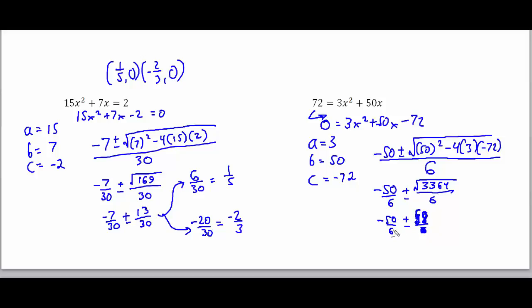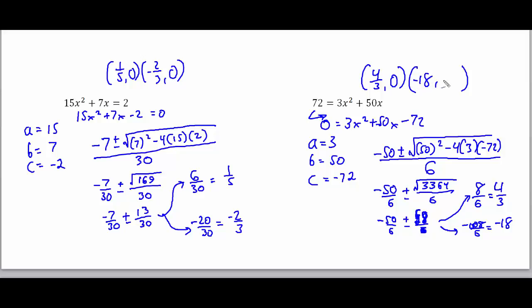So I've got negative 50 over 6 plus 58 over 6, and you can see that if I take the positive strategy, I get 8 over 6, because negative 50 plus 58 over 6 is 8/6, which is reducible to positive 4/3. So this hits the x-axis at 4/3, 0. Now if I go negative 50 minus 58, I get negative 108 over 6. And negative 108 divided by 6 is a perfect answer of negative 18. So the other place where it hits the x-axis is negative 18, 0. And those are my two answers to this problem.